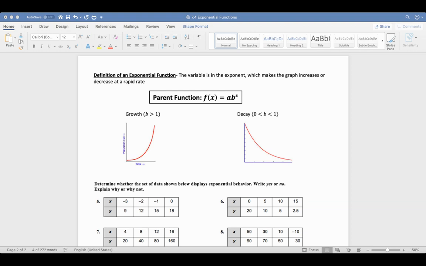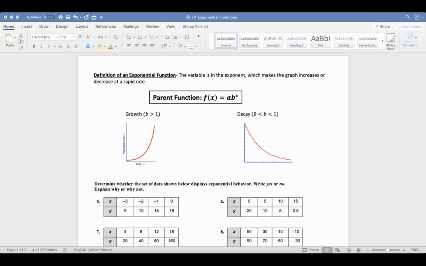So let's look at these y values and these x values. -3 to -2. Okay, that's +1. -2 to -1. That's +1. -1 to 0. That's +1. How is y changing? 9 to 12.